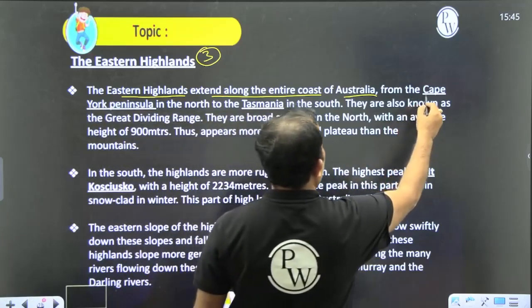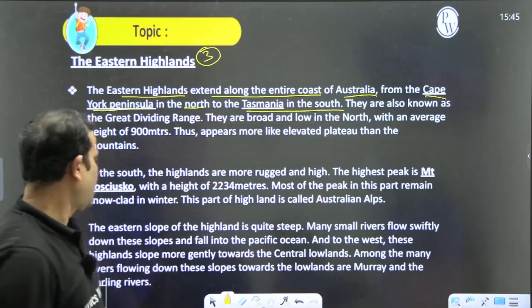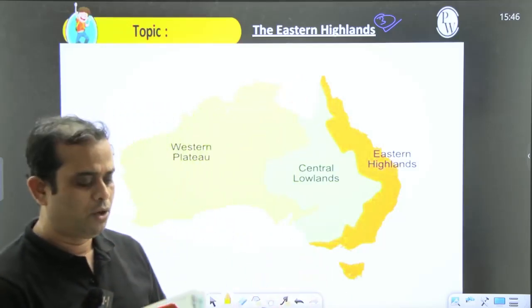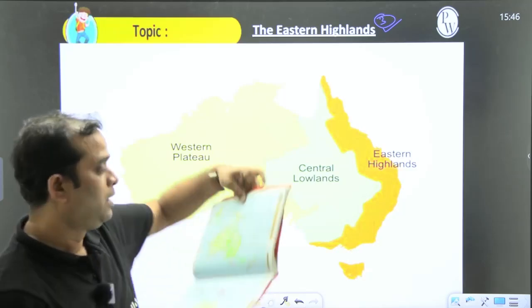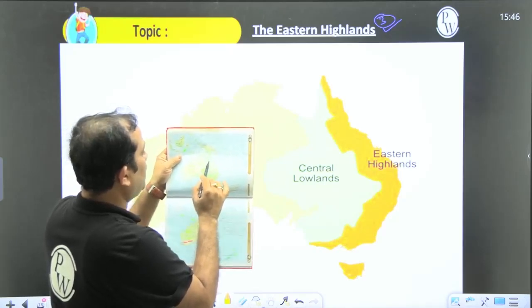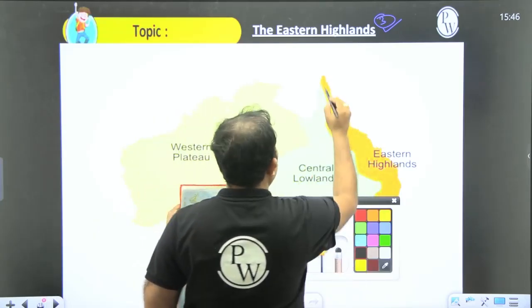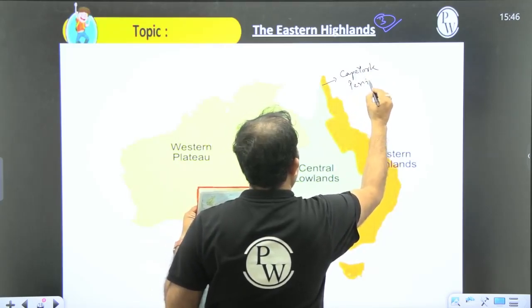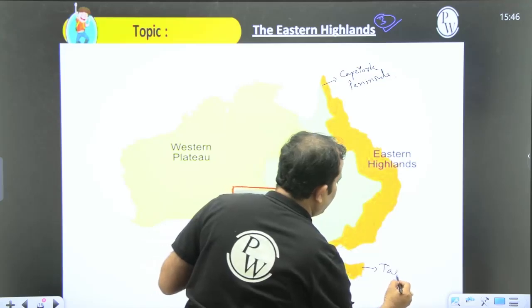From the Cape York Peninsula in the north to Tasmania in the south. If you see, this is the Cape York Peninsula in the north, and here it stretches to Tasmania.